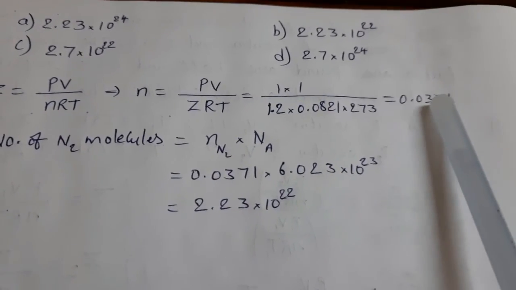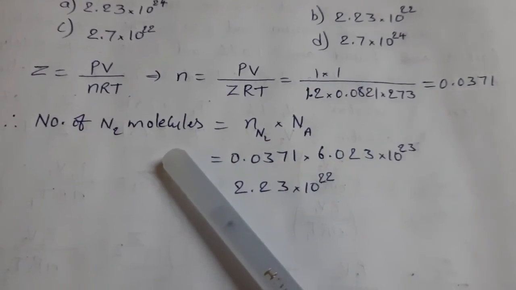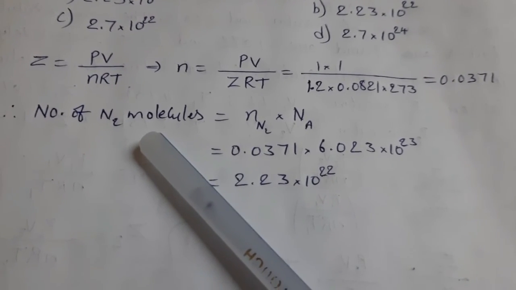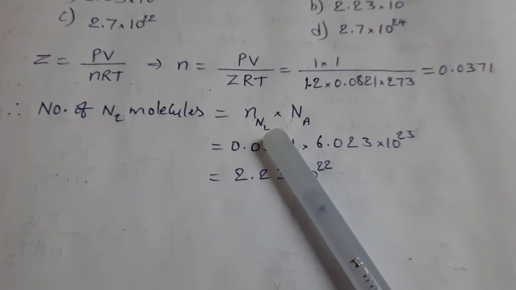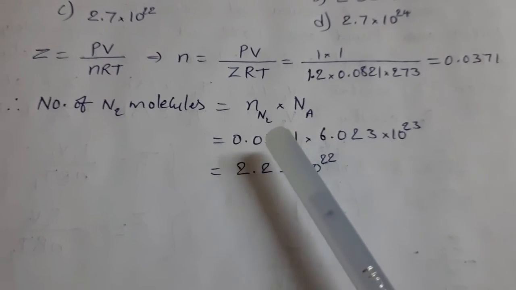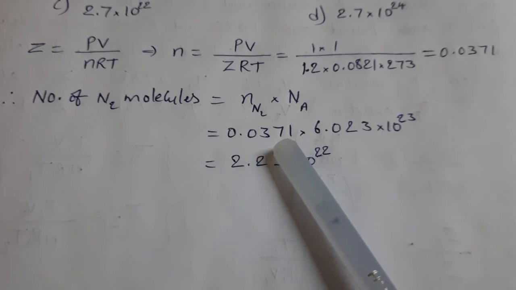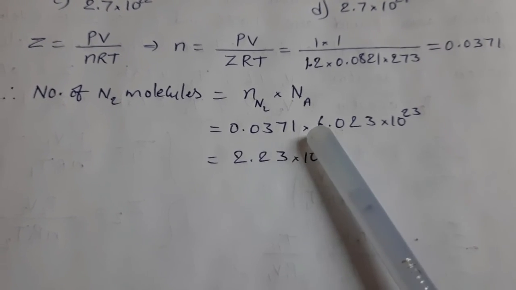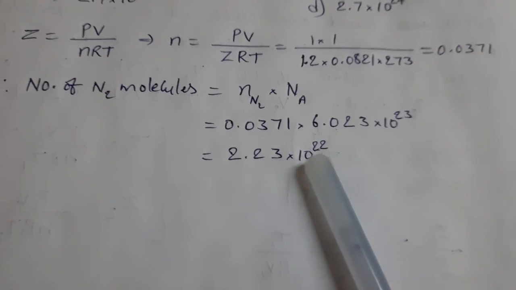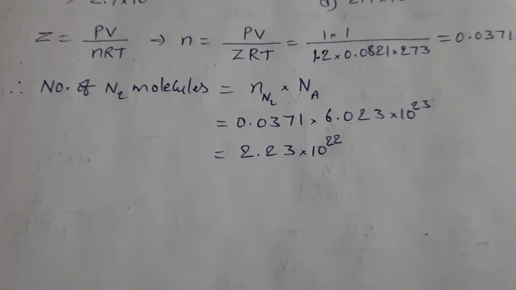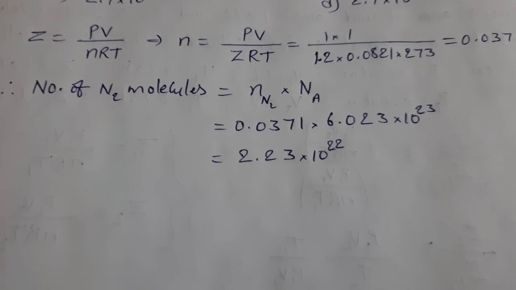Number of moles we first calculate. And number of molecules we want. Then what is the formula? Number of N2 molecules equal to number of moles of N2 into Avogadro number. So number of moles 0.0371 into Avogadro number, that equals 2.23 into 10 power 22 molecules. Okay students, practice well. We'll meet you in the next class.